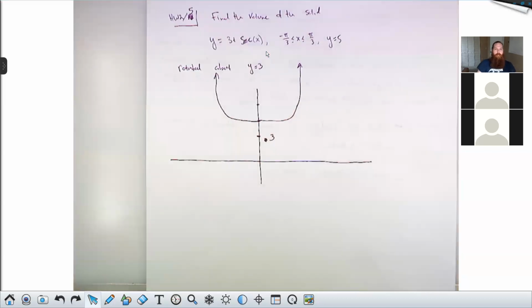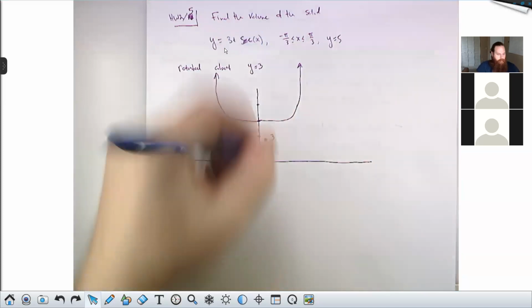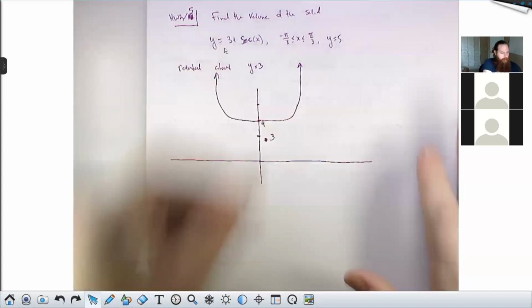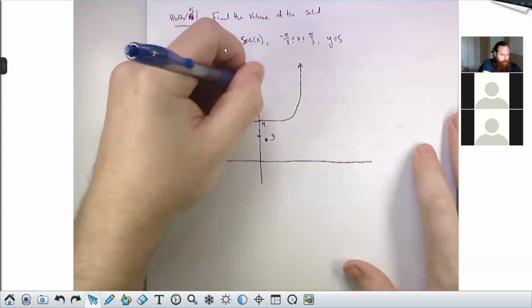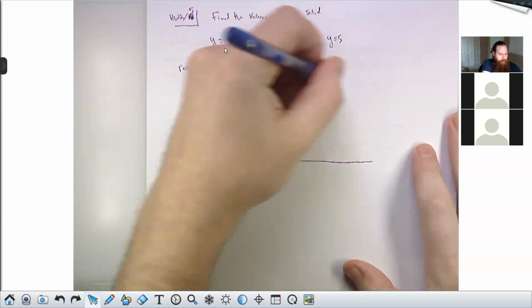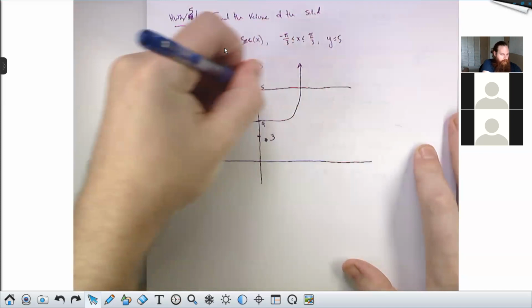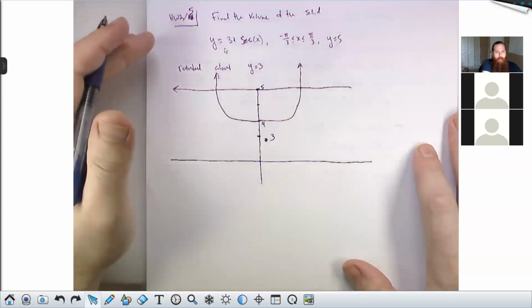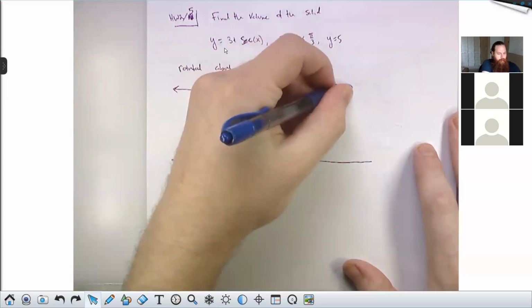I would think of it like this. The smallest secant ever gets is 1. So the smallest 3 plus secant x ever gets is 4. And then the line y equals 5. Let me exaggerate this a little bit, call this 5 up here. It'll look like that. And we want to rotate around y equals 3.